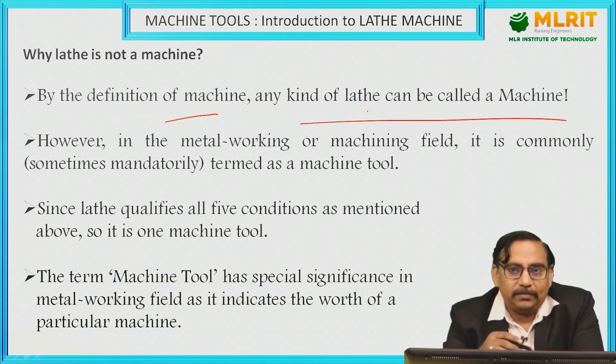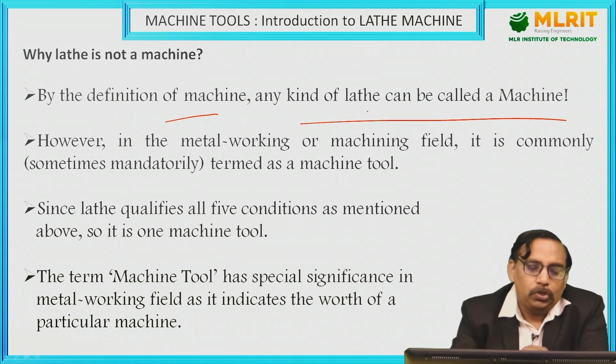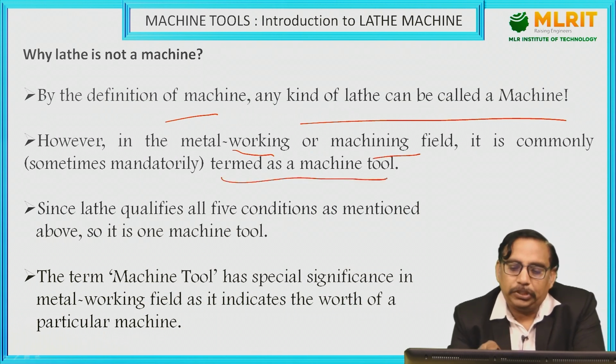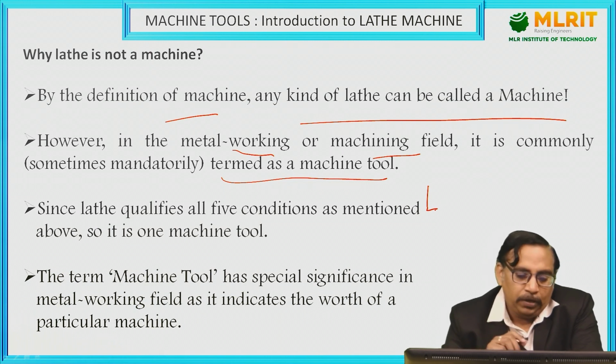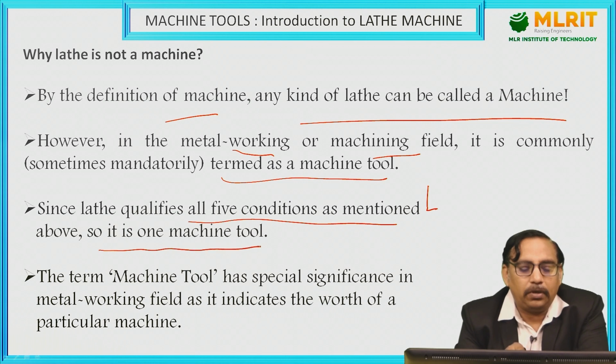Because we are going for more than one type of machining operation that can be done, in the metalworking or machining field it is commonly termed a machine tool. So actually lathe is a machine tool only, not a machine. Since the lathe qualifies all 5 conditions as mentioned above, it is one of the machine tools.